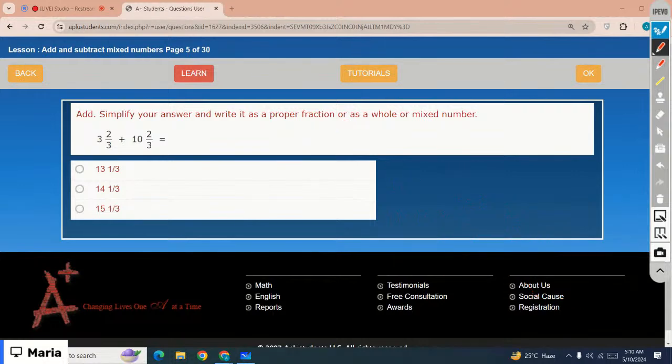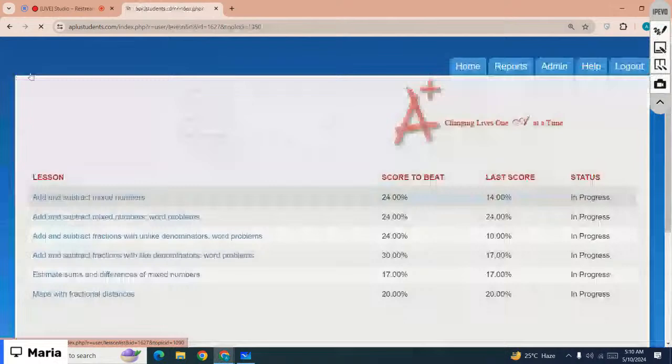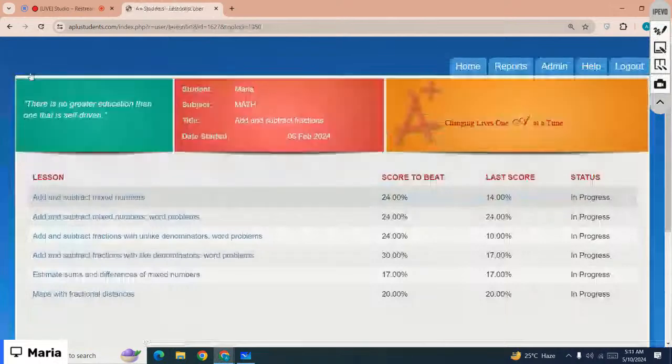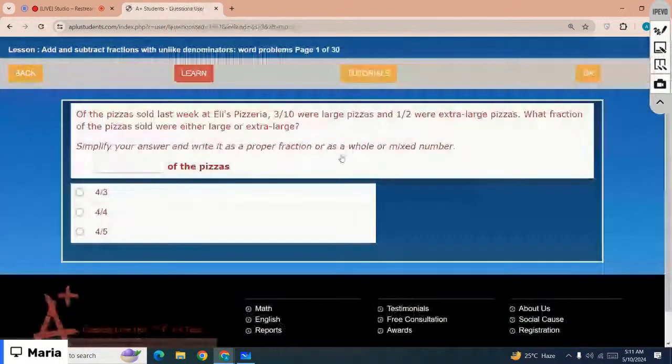Okay, let's just start with the next lesson. The next lesson is add and subtract mixed numbers word problems. You can do the word problems on your own, right? The next one is add and subtract fractions with unlike denominators word problems. Because we don't have any lesson for the unlike denominators, let's just do the word problems. When adding unlike denominators, the very first thing you have to do is make their denominators the same, then you add, right? So let's just start.